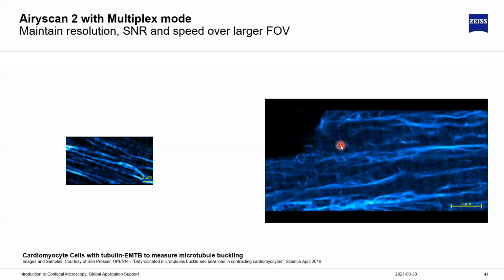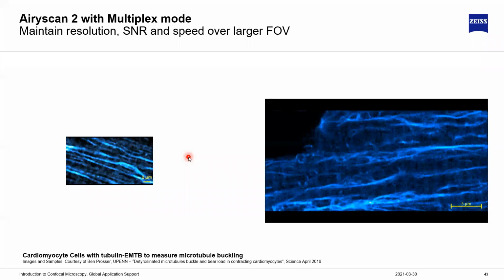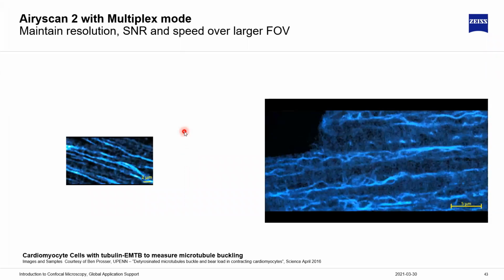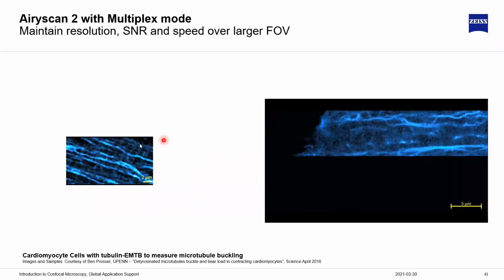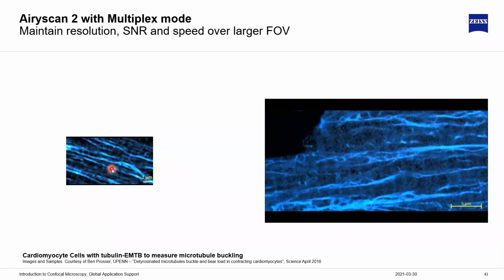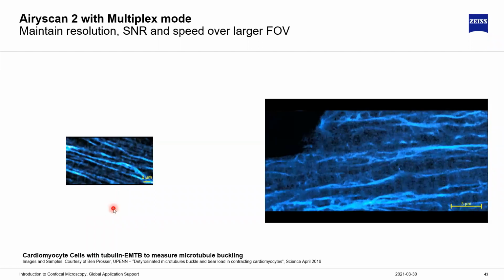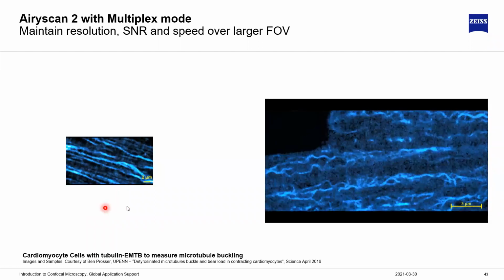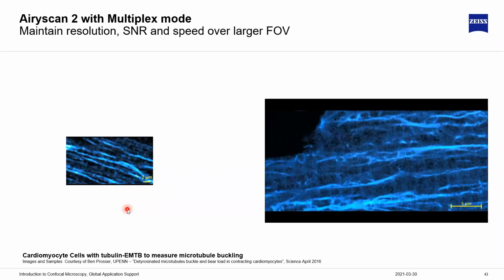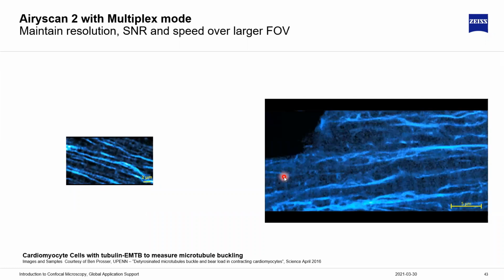And this is the example of cardiomyocyte cells, and they were actually interested in buckling of microtubules. The image on the left was done some years back when the Airyscan was not working in the 8Y mode. The image on the right was taken with the 8Y mode.